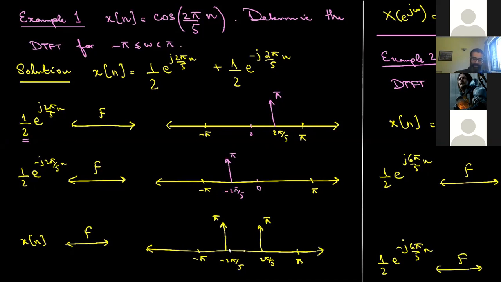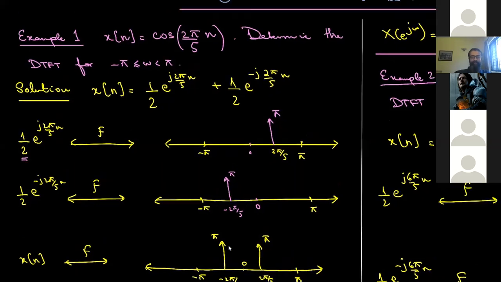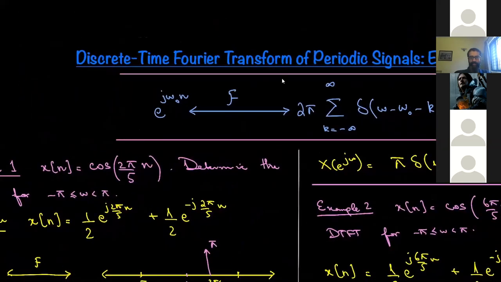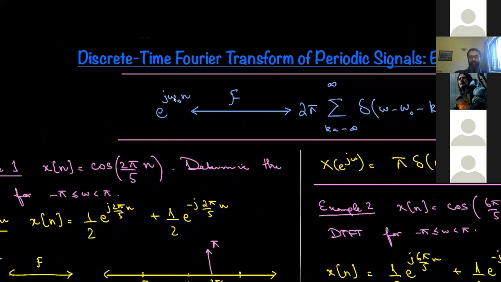Okay, why is the height 2 pi? Why is the height pi? Sir, the 2 will cancel. Exactly. So e raised by j 2 pi by 5n, the Fourier transform has a 2 pi here, and if I multiply it with a half here, that half is going to cancel with the 2.